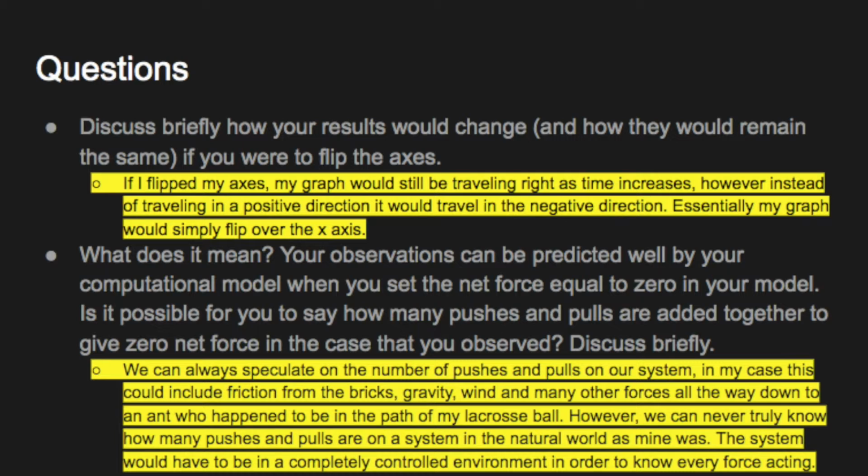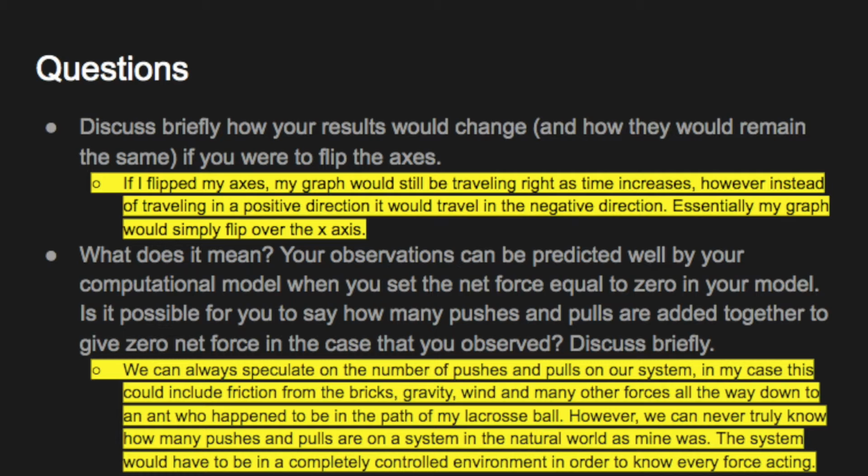Finally, we need to address some questions. Firstly, what would happen if we were to flip the axes? In my case, if I flipped my axes, my graph would still be traveling right as time increases. However, instead of traveling in a positive direction, it would travel in the negative direction. Essentially, my graph would simply flip over the x-axis.